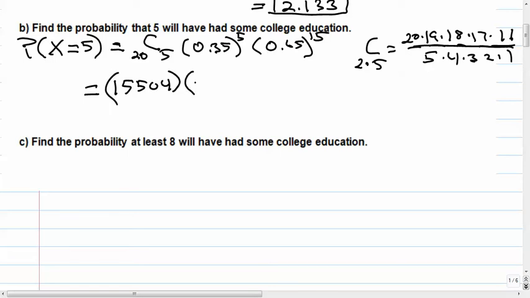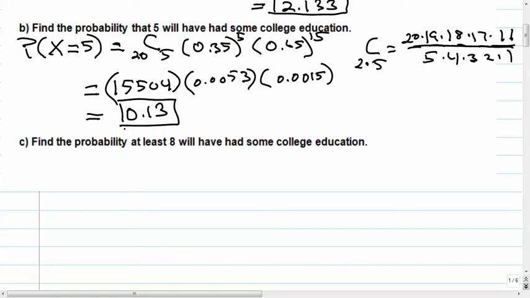multiplied by 0.35 raised to the 5th power. I got 0.0053, multiplied by 0.65 to the 15th power, and I get 0.0015. Okay, so again, that's C of 20 pick 5, times 0.35 to the 5th power, times 0.65 to the 15th power. Rounded to 4 places. Again, just try to keep as many decimal places as you can possibly stand, at least 4. Okay, and if you do your math, 0.13. So the answer to B is 0.13.